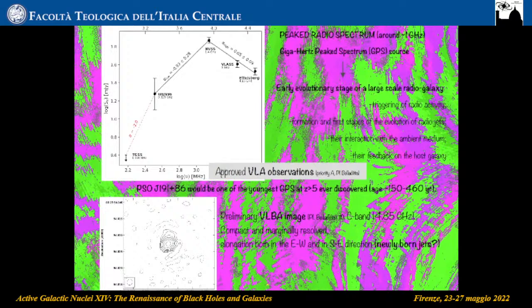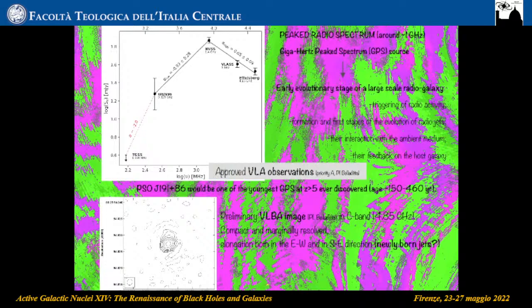GPS sources are very important in the field of radio galaxy evolution because they are considered to be the young stage of large-scale radio galaxies. So a detailed study of GPS could shed light on the triggering of radio activity, the first stage of evolution of jets, the interaction with the environment, and the feedback on the host galaxy.